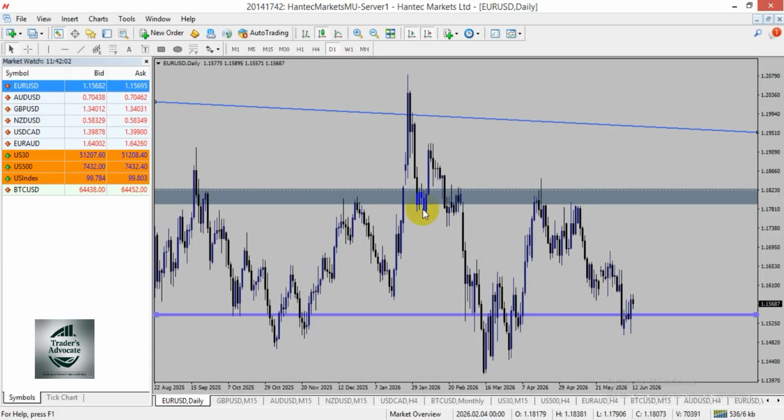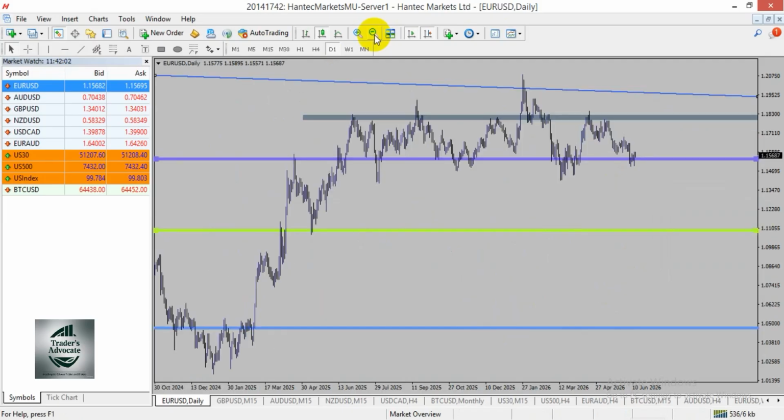I'm not going to go to the lower time frame and start looking for trades. I'm going to stick to what the market has told me from the higher time frame. I need price to take out this level so I can sell.